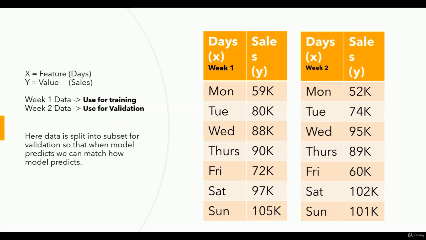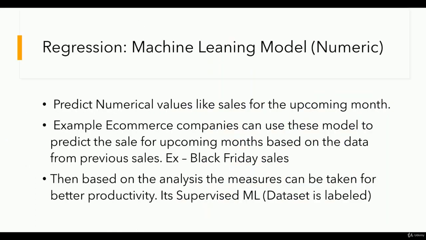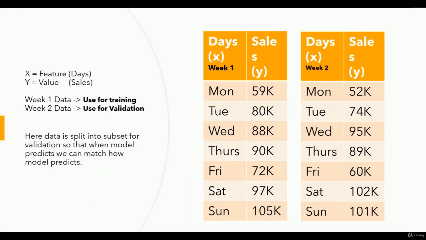And I'm going to use this data to analyze further so that I can predict the estimate for week 3. So in this case, I'm going to use a regression model because, as we discussed, regression is numeric. If you see here, the regression model is based on numeric values. We're going to have numbers when the prediction is done.